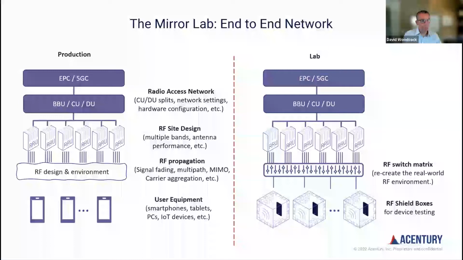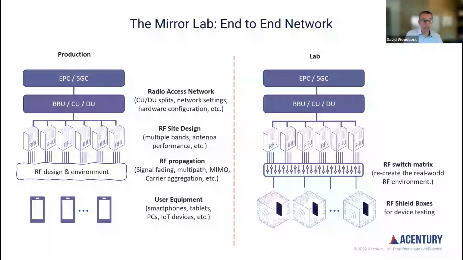In this diagram, the lab on the right contains everything that exists in the real world on the left. The actual RAN equipment, including RRUs on every frequency, whatever CUDU splits are used, and any degree of virtualization is set up exactly the same. The end user devices are real and contained in Faraday cages, which can be anything from a small desktop shielded box to a full-size walk-in anechoic chamber, depending on what you're testing.